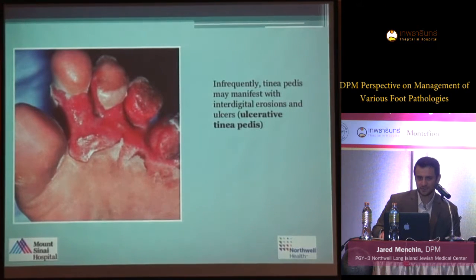So what you can see here is something that started as an interdigital tinea pedis, which became an ulcerative tinea pedis, and then ultimately was infected with a bacterial infection on top of the fungal infection. So this is what we want to prevent.